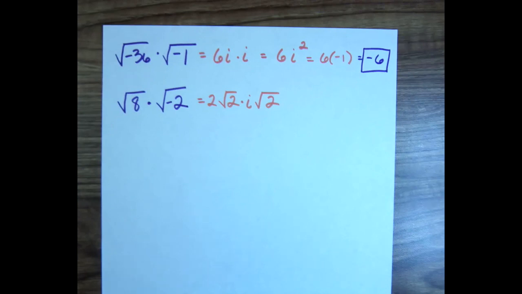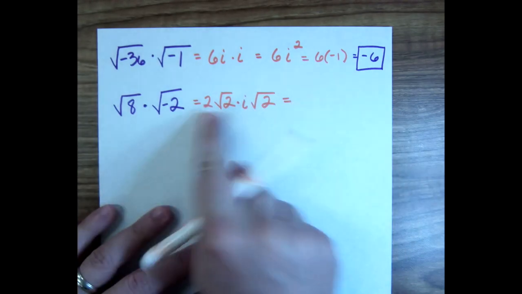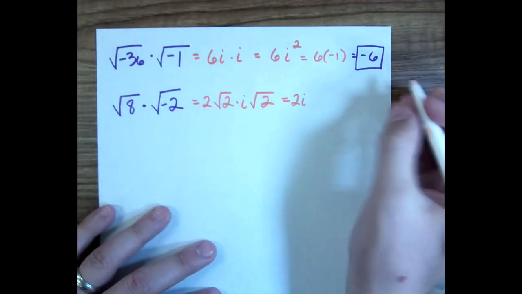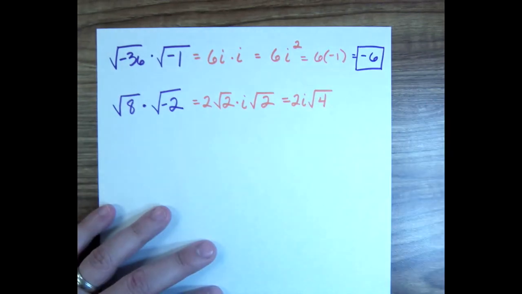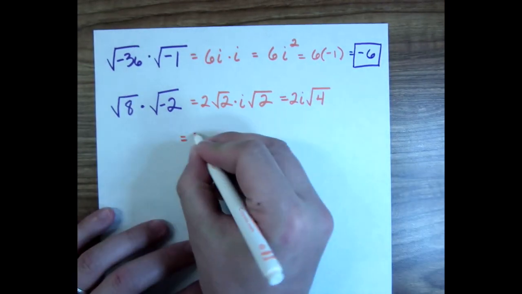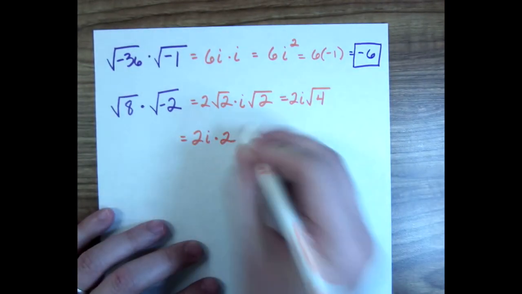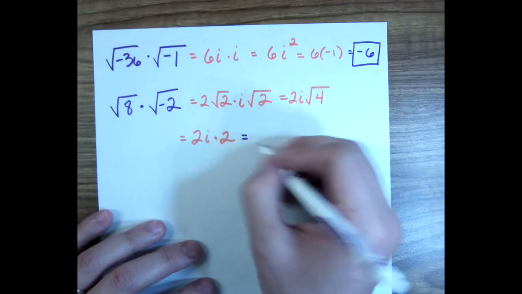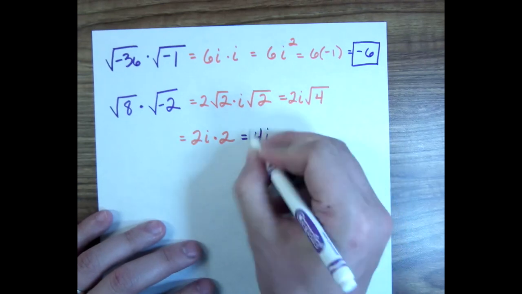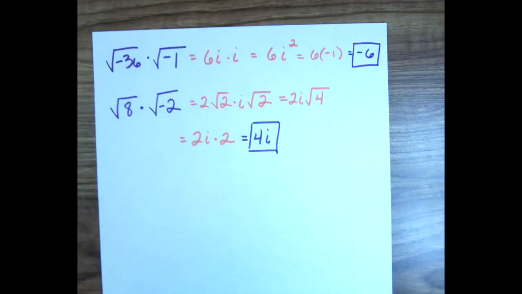So when I multiply these together, I have to keep the outsides and the insides separate. So on the outside, I have 2 times i. On the inside, I have 2 times 2. Right, square root of 4 is 2. So 2i times 2, which is? How about just 4i? It's not i squared because there's only one i.